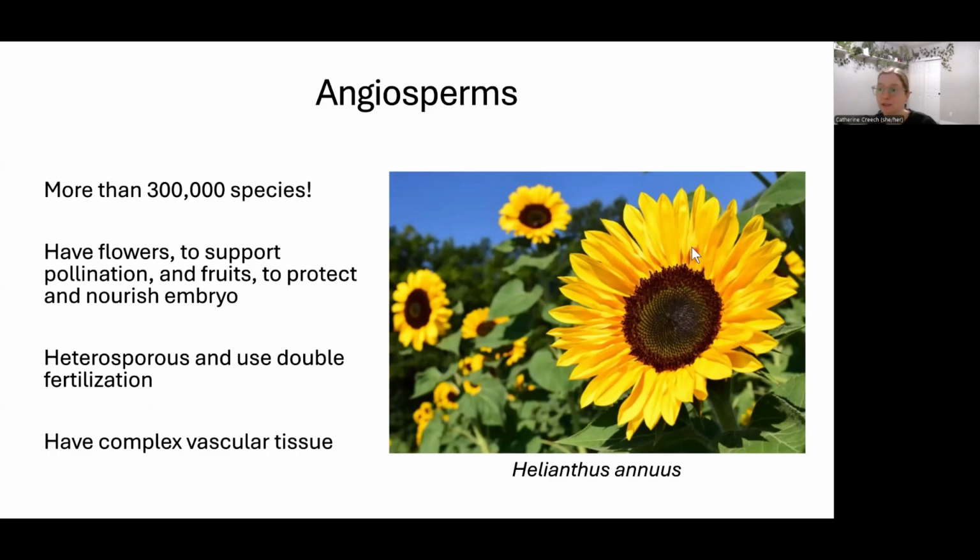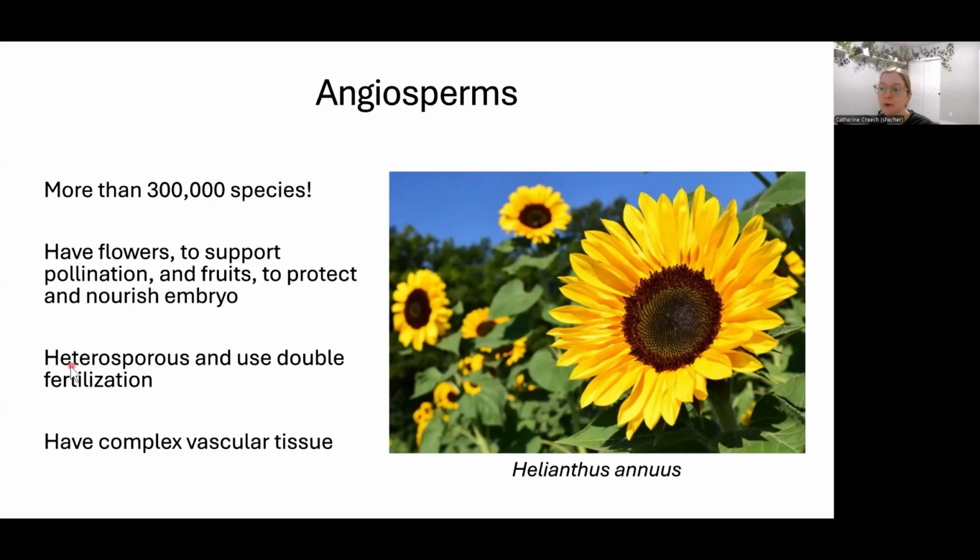Angiosperms not only have flowers, but they also produce fruit. So the fruit is the ripened ovary around the seed, and that ovary is important for distinguishing angiosperms from gymnosperms. The seed itself is the same as gymnosperms. So the seed is the endosperm, the embryo, and the seed coat, but now it's wrapped in this thing called a fruit.